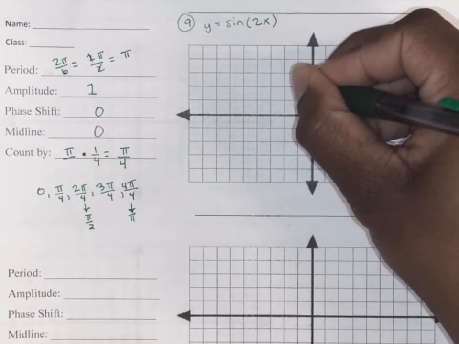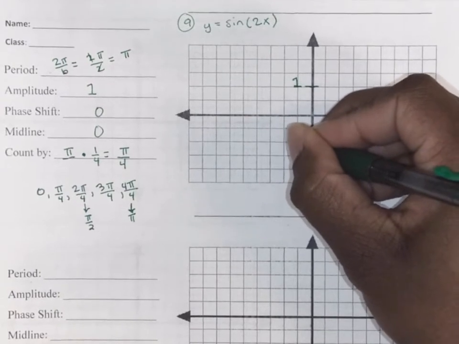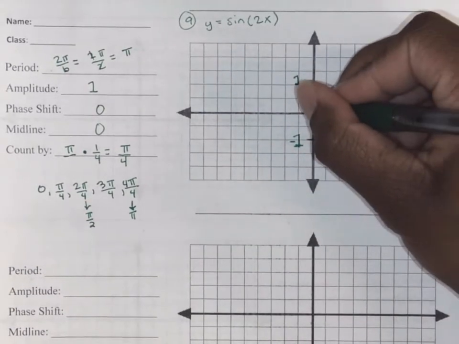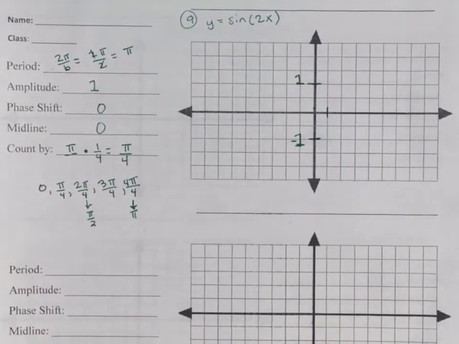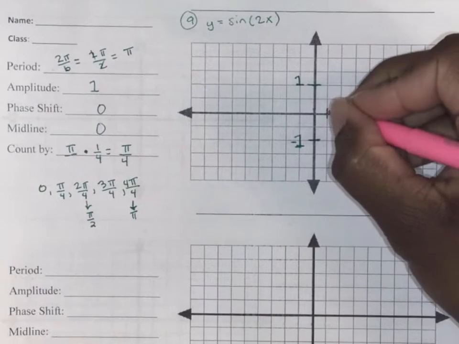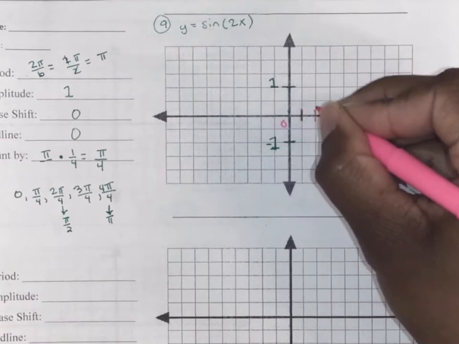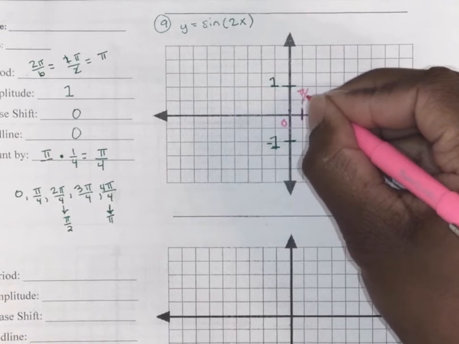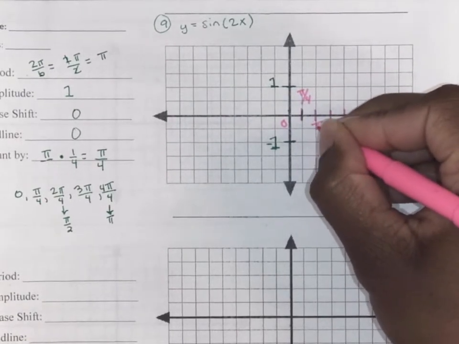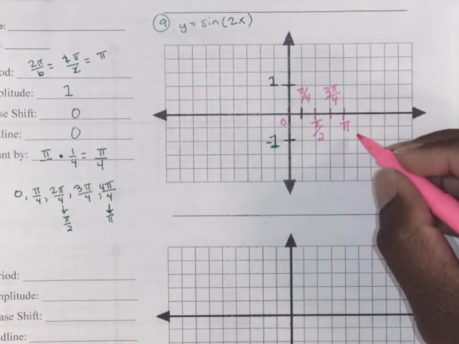Amplitude, it'll go up to +1 and down to -1. And then I'll do those first couple of points. Let me see, maybe I should use a marker for this one. Let's try this. So these will be my first 4 points. I start at 0 and I'll finish at pi. My second point is pi over 4. Next point is pi over 2. Next 3 pi over 4. And then 4 pi over 4, which is just pi.